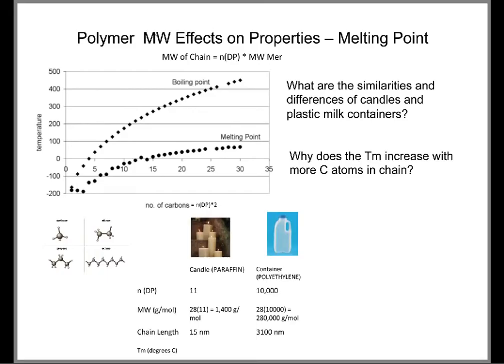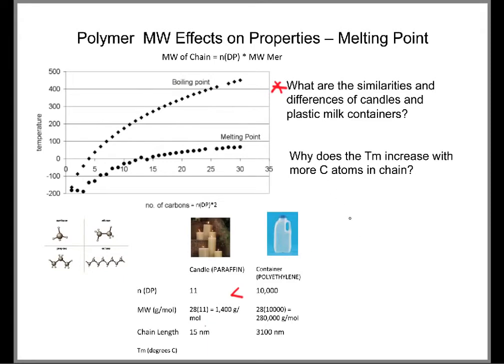We just did a sample calculation of the polymer molecular weight. So how does that polymer molecular weight affect other properties? So let's find out. First, we're going to outline what are the similarities and differences of candles and plastic milk containers. So right down here we have a table that lists the differences of the candle and the milk container. Now the candle is made of paraffin and the container is made of polyethylene. Notice that their degree of polymerization and therefore their molecular weight is different. The candle has a lower molecular weight than that of the polyethylene.